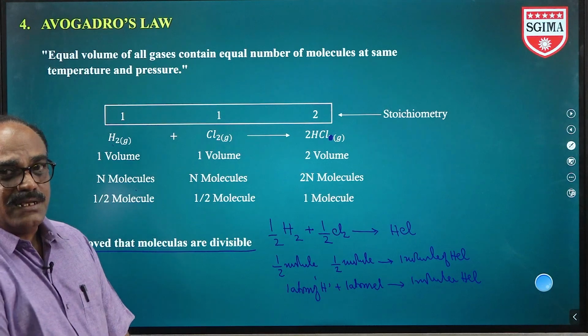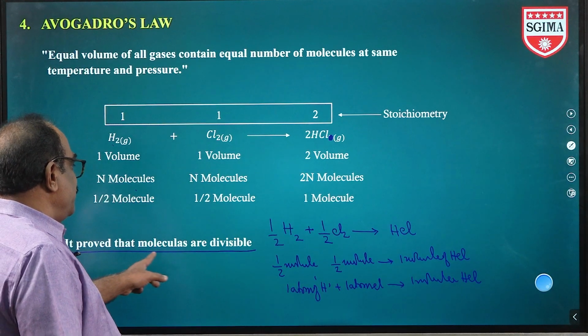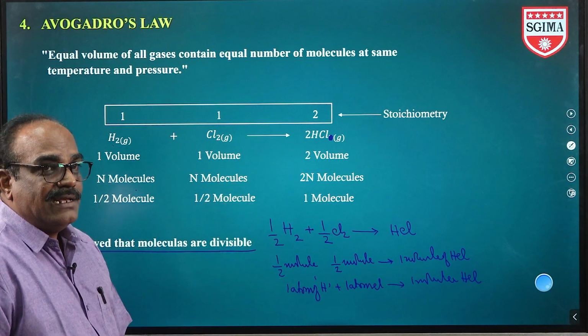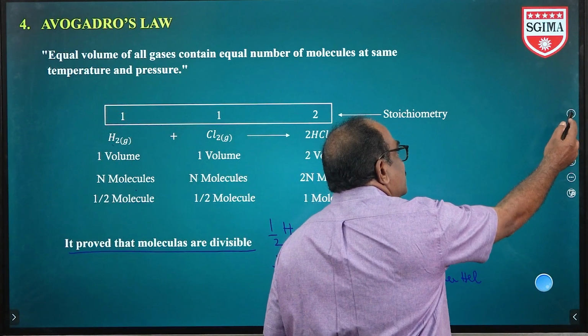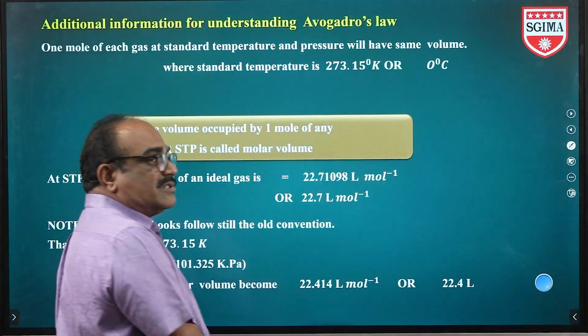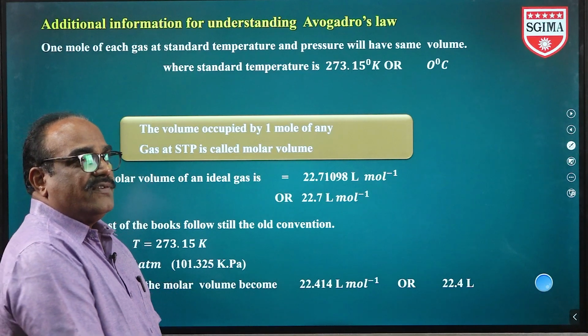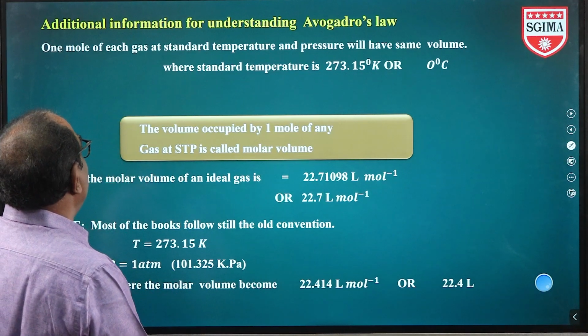So, this law, Avogadro's law, made a proof that molecules are divisible, they will be converted into atoms. Based on that, Avogadro made a proposal that atoms are the fundamental particles of matter.